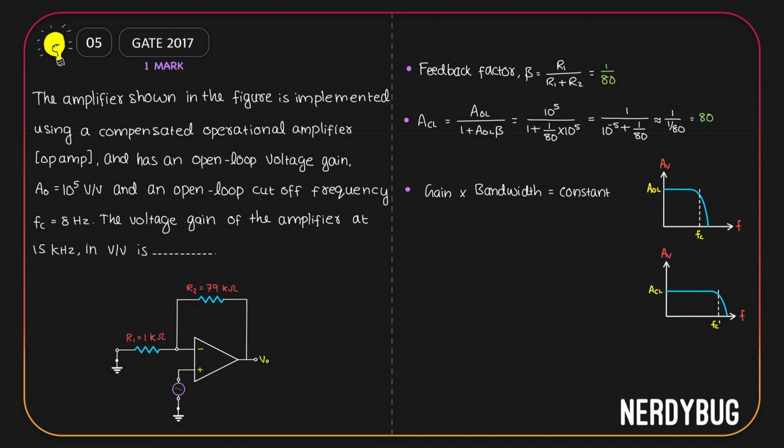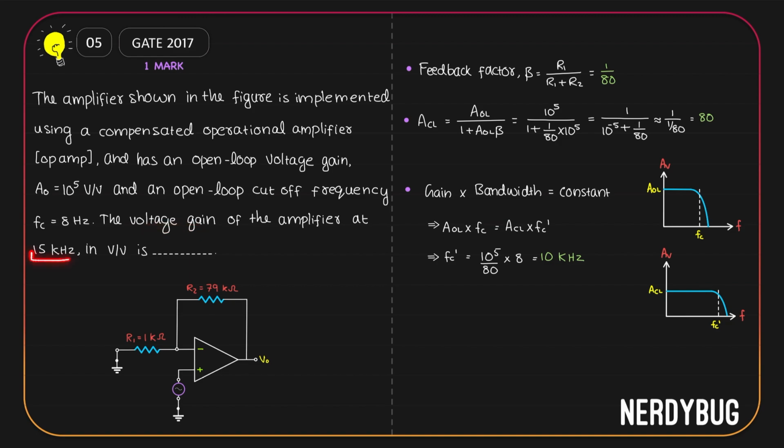That is because the product has to be constant. Now, in the first case, bandwidth is from 0 to Fc. It is Fc minus 0 or Fc. In the second case, it is from 0 to Fc dash. So the bandwidth is Fc dash minus 0, which is Fc dash. So we can write open loop gain multiplied by the open loop cutoff frequency is equal to closed loop gain multiplied by the closed loop cutoff frequency. This is 10 to the power 5. This is 8. This is 80. So we can easily find out the new cutoff frequency. It is 10 kilohertz.